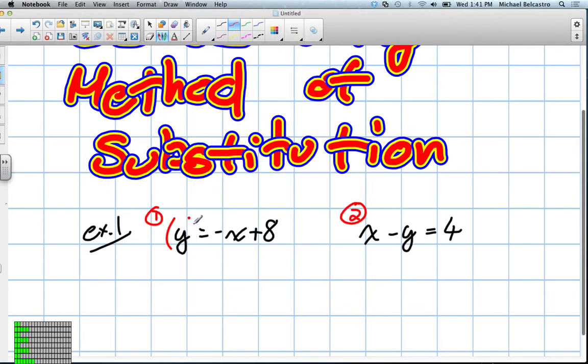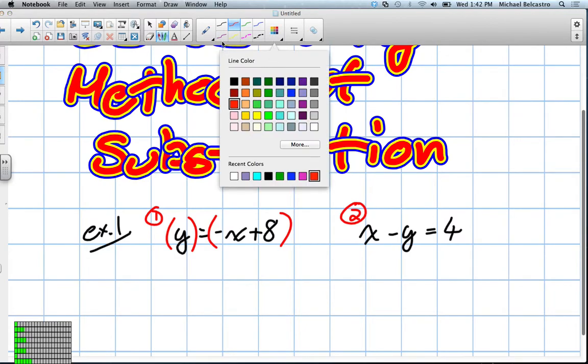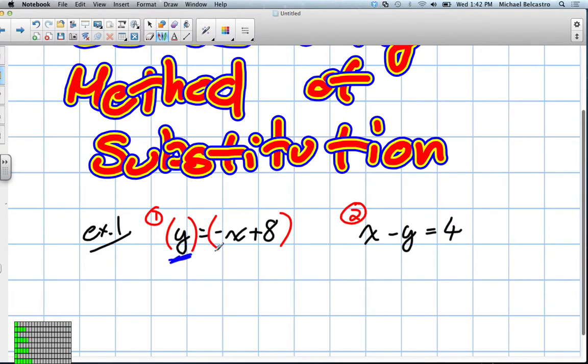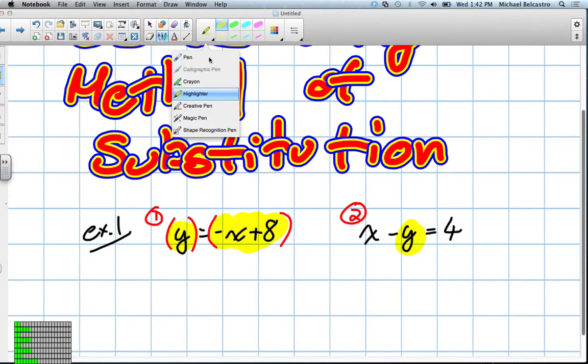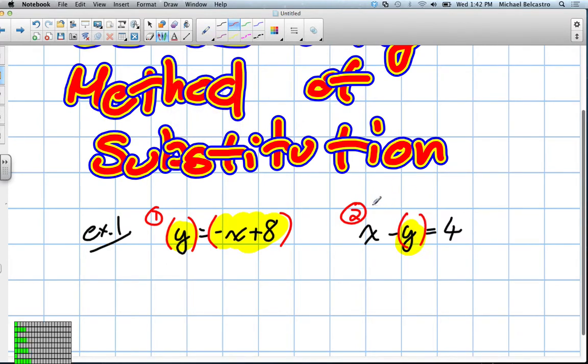What we're going to be doing is taking the value of y, which is also equal to negative x plus 8. So what this is saying is that y is the exact same thing as negative x plus 8, so we can use them interchangeably. In our second equation, we're going to replace the y value with negative x plus 8. So we'll highlight that. This is essentially equal to y, so we can replace y with that exact value. So we're going to go into equation 2 and replace the y with this value.